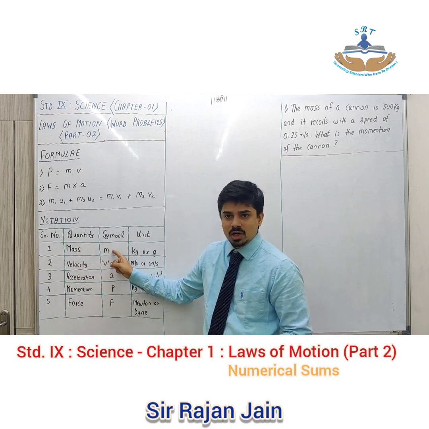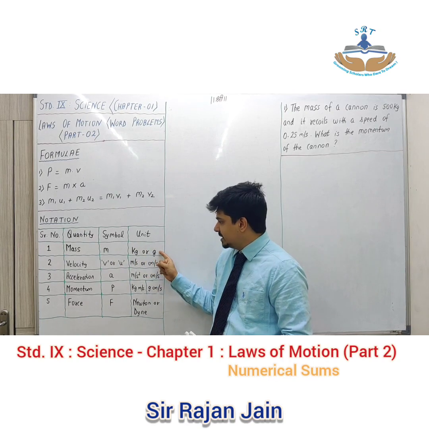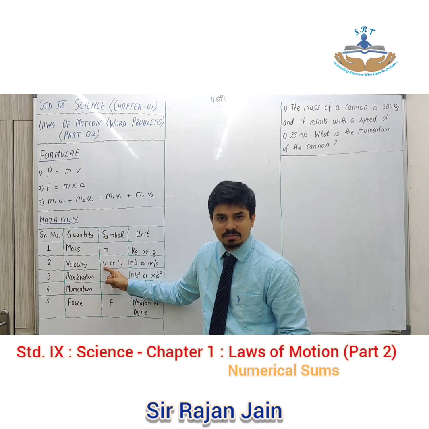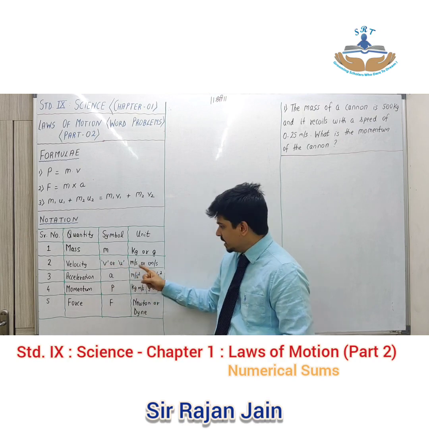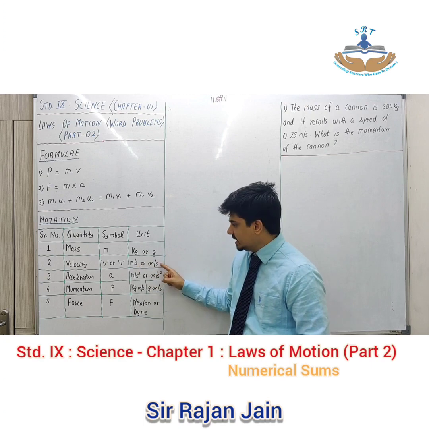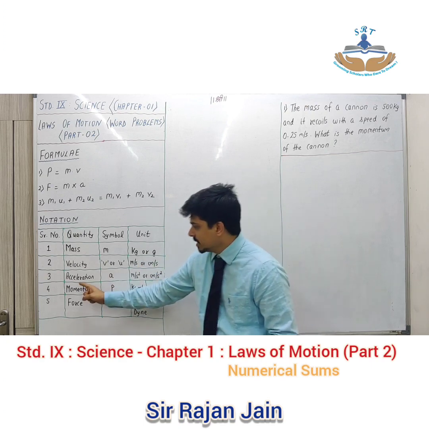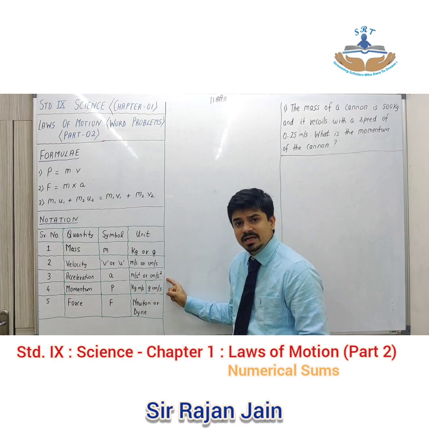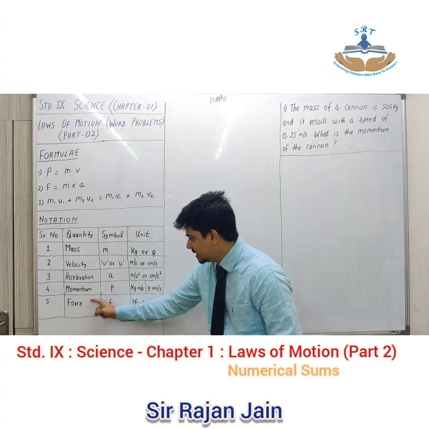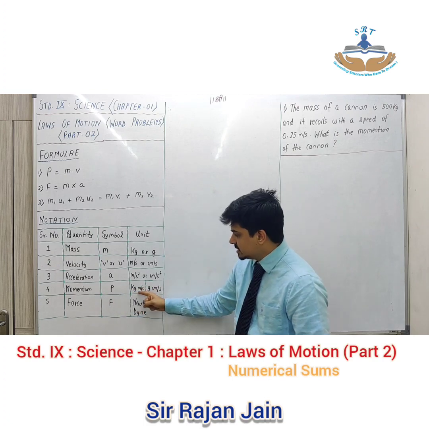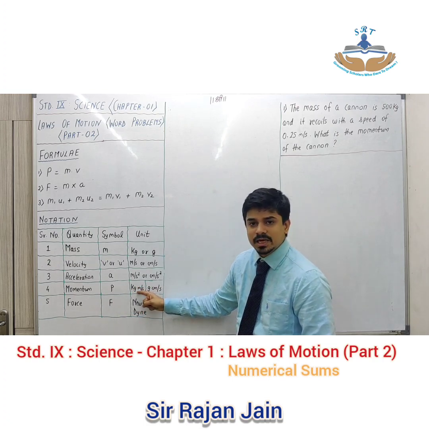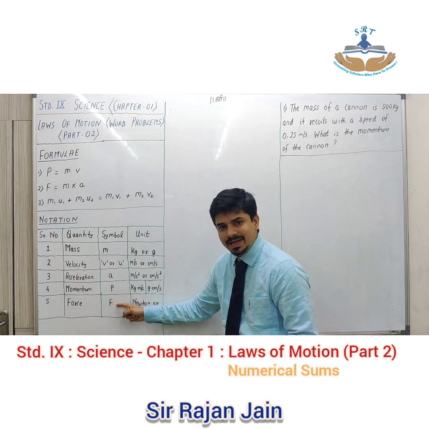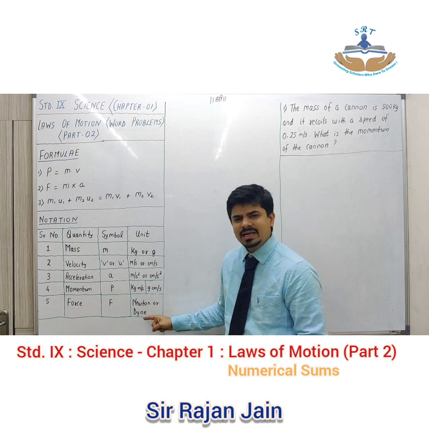Okay, now let's start with the notation part. Mass is denoted by small m, its SI unit is kg and its CGS unit is gram. Velocity, we represent final velocity by v, initial velocity by u. Its SI unit is meter per second, CGS unit is centimeter per second. Acceleration is denoted by small a, unit meter per second square and centimeter per second square. Then momentum is represented by p, its SI unit is kg meter per second and CGS unit is gram centimeter per second. Force is represented by capital F, units are Newton and dyne.